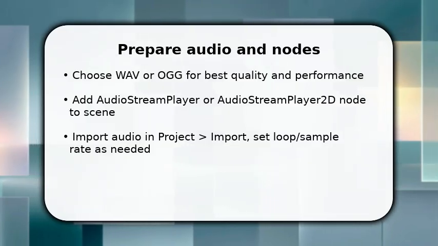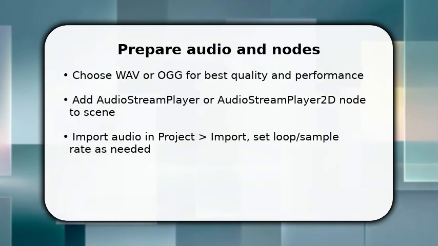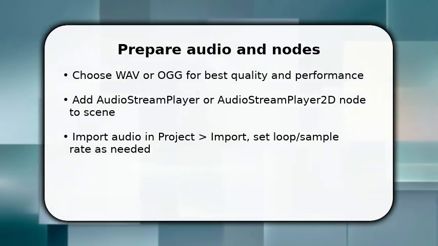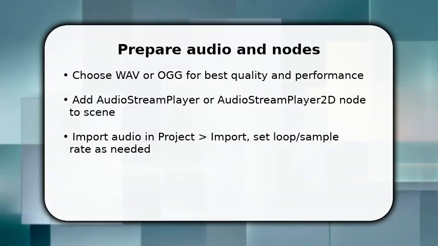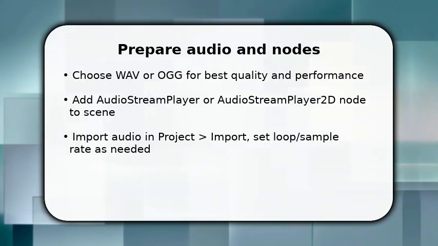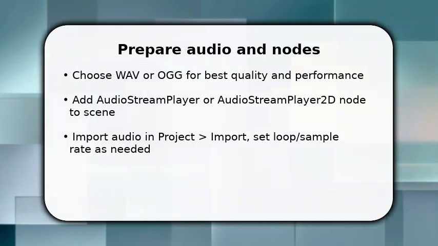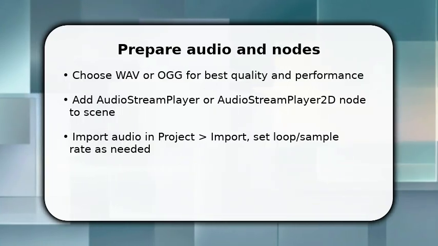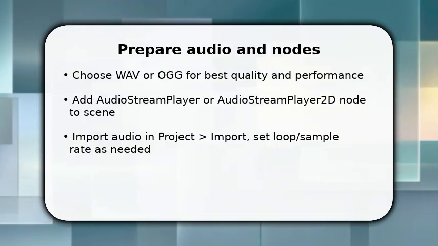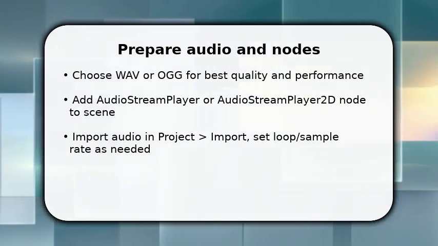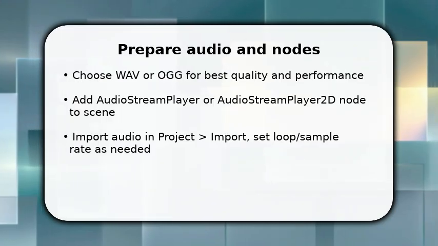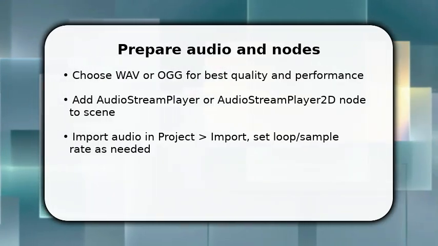You start by importing a clean audio file into Godot. Choose WAV for lossless or OGG for smaller size. Add an audio stream player, or audio stream player 2D for spatial effects, to the node tree and assign the imported stream. Once done, configure basic properties. Set volume dB, autoplay if needed, and turn on looping for ambient tracks.